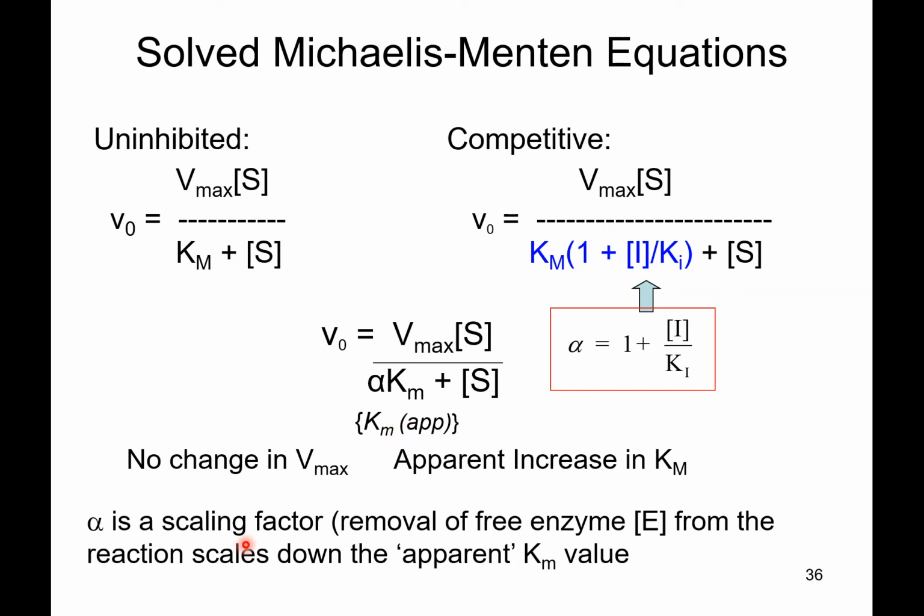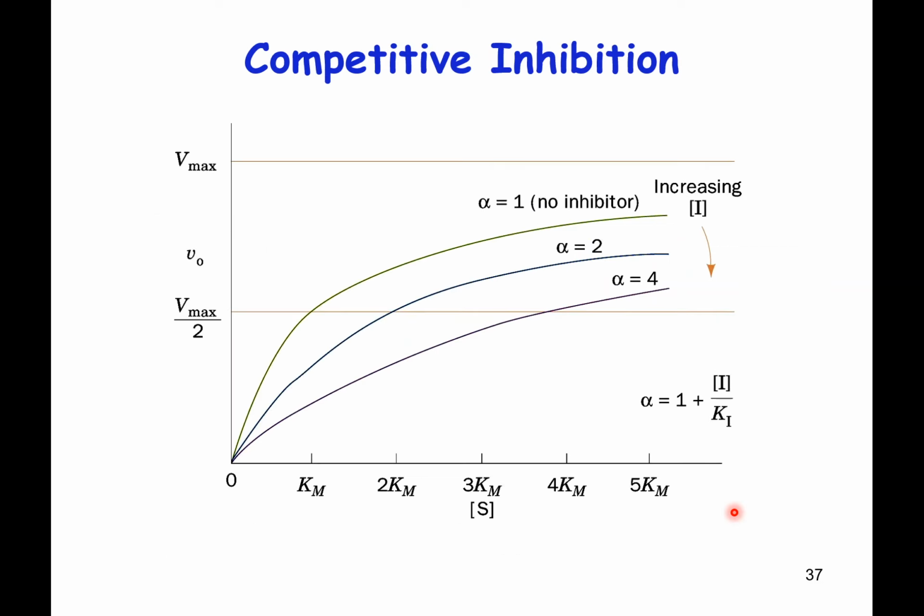Alpha is really a scaling factor. Removal of free enzyme from the reaction scales down the apparent Km value. All right. So here, alpha equals 1, that's no inhibition. So this would be our normal Michaelis-Menten curve when we're plotting V naught versus substrate concentration in green. As the inhibition increases, the inhibitor concentration increases, the alpha values will increase. As those increase, we're going to get an increasing of Km.